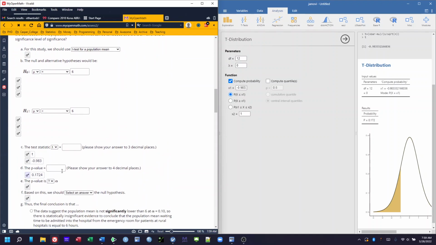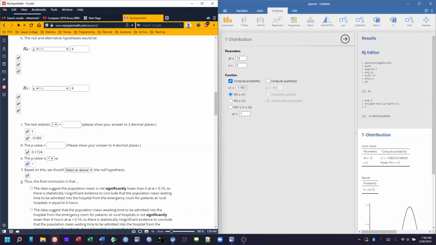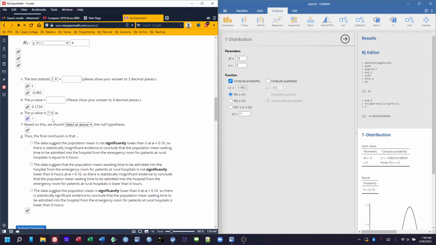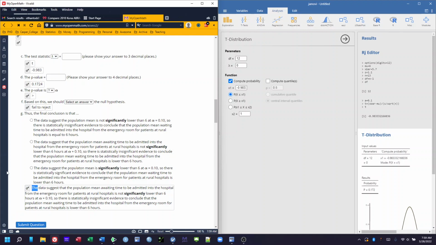Let's keep on going for the rest of it. We know that this p-value is greater than our alpha, because we had alpha equal to 0.1, and this is 0.17. So based on that, we are going to fail to reject the null hypothesis. We would say that the data suggests that the population mean waiting time to be admitted to the hospital from emergency room patients for rural hospitals is not significantly lower than 6 hours at an alpha level of 0.1.